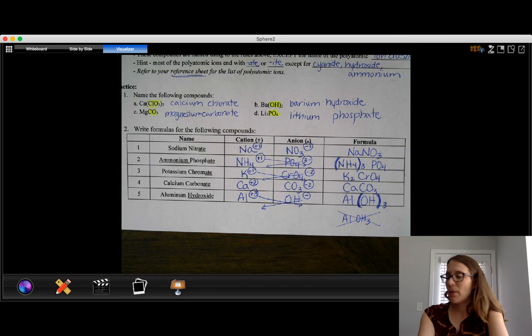On the next page, page 4, you will see practice problems. So work on those, and I'll leave a key so that you can check your answers. Work on practicing writing formulas and writing names on page 4 of your packet.